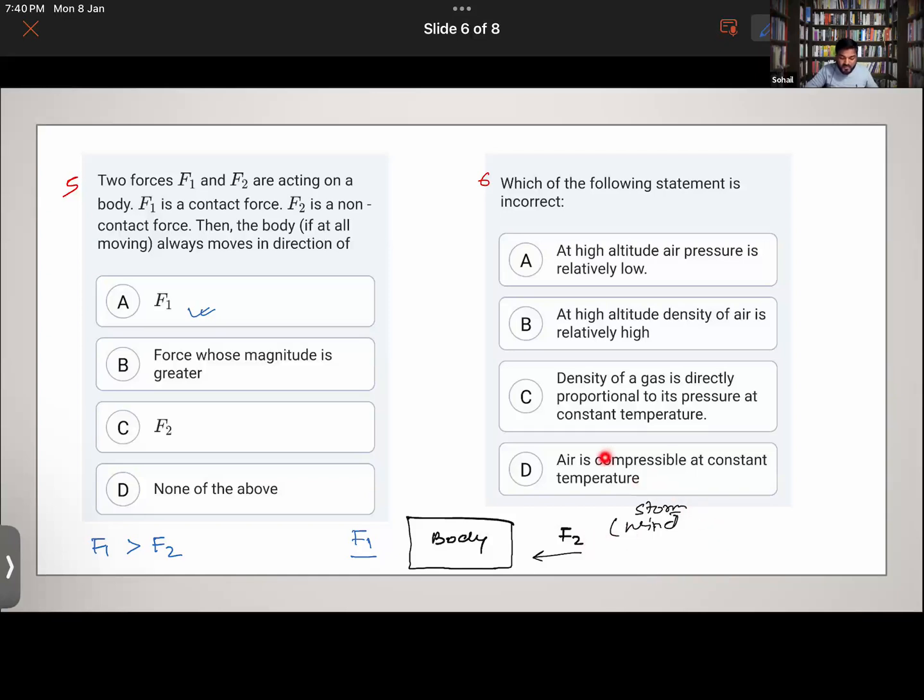But here it says the force whose magnitude is greater. Which force is having higher magnitude? F1, as I assumed here. But when F1 is greater, the body will be moving towards F2. Yes, sir. Thereby option B will be confusing you. That is incorrect, in fact. So the answer would be D, none of the above.